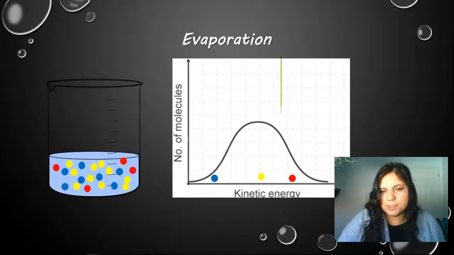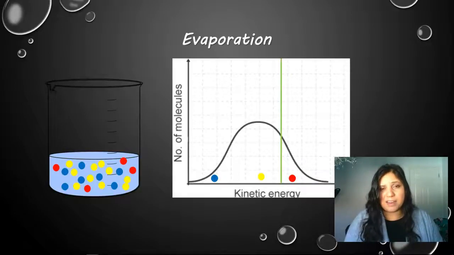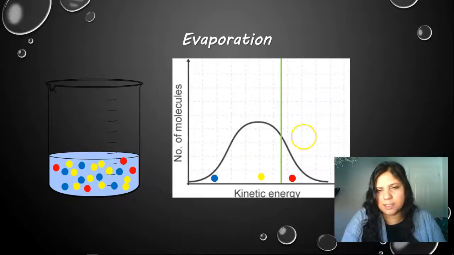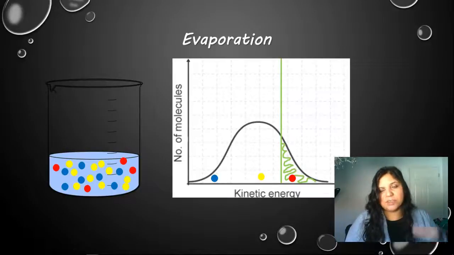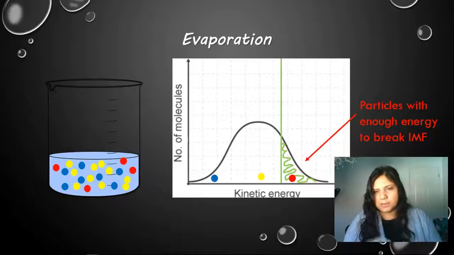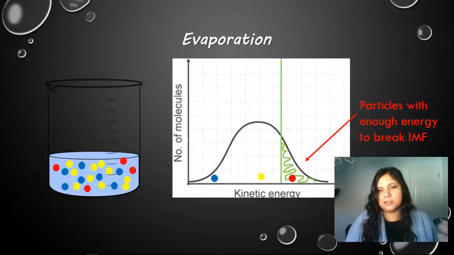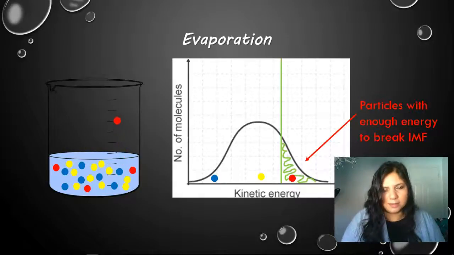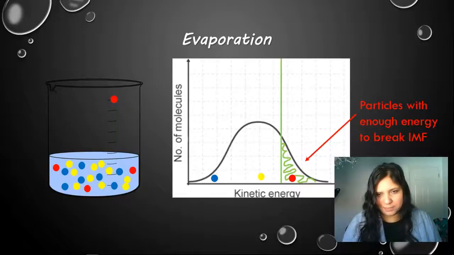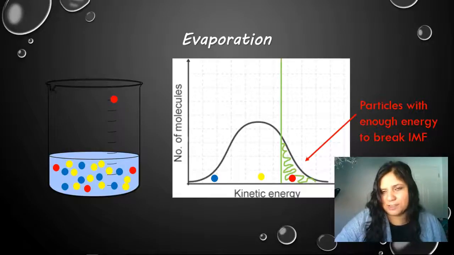Now, let's say we draw a line for the minimum amount of energy it takes for those particles to vaporize, right here. That means all the particles within this part of the graph would have enough energy to escape the liquid form, and they turn into a vapor. So particles here would have enough energy to break their intermolecular forces, and you end up with particles evaporating. Remember, that only happens at the surface for evaporation.